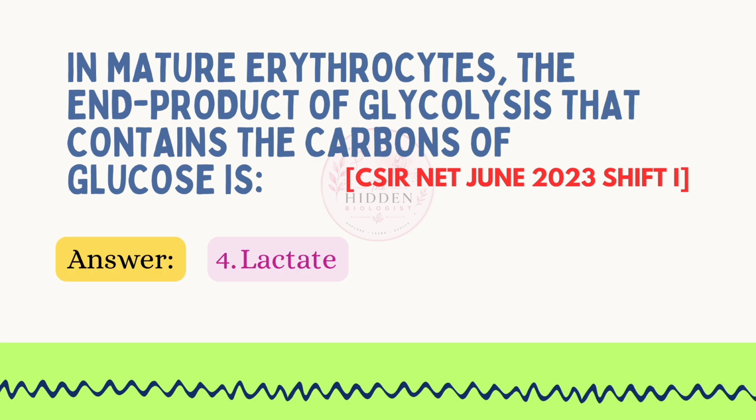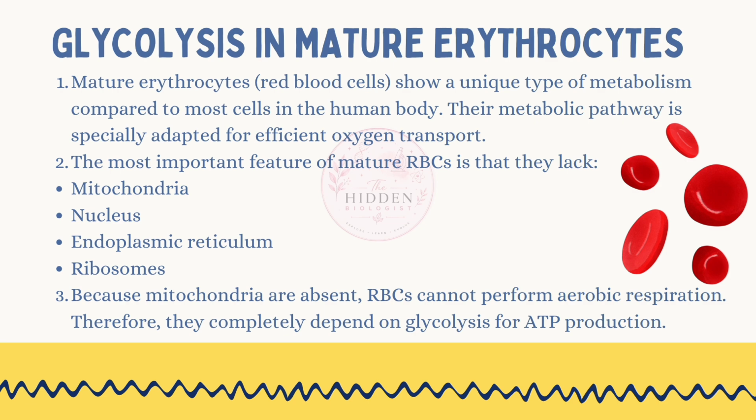The correct answer is option number 4 lactate. Now we can discuss the answer in detail. What is glycolysis in mature erythrocytes? Mature erythrocytes, which are also known as red blood cells, show a unique type of metabolism compared to most cells in the human body. Their metabolic pathway is specially adapted for efficient oxygen transport.